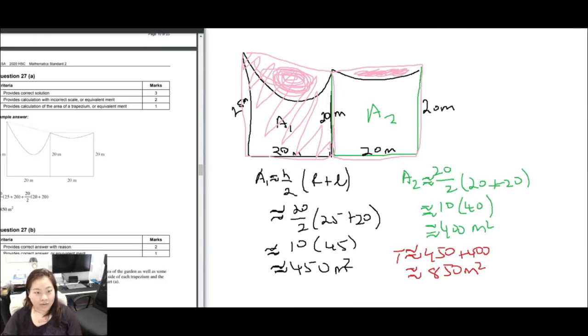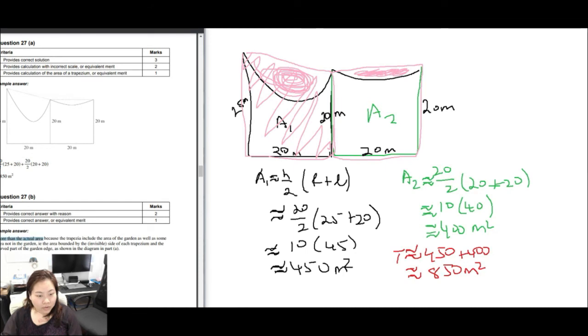Let's see how they wrote it. More than the actual area because the trapezia includes the area of the garden as well as some area not in the garden, i.e. the area bounded by the invisible side of each trapezium, and the curved part of the garden edge shown there. Yeah.